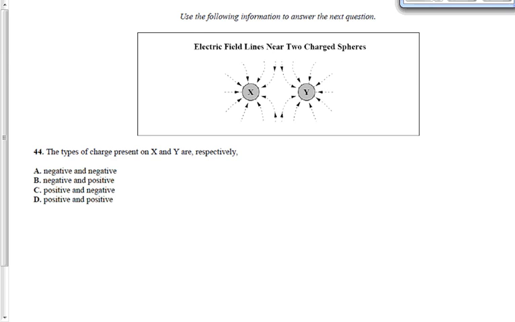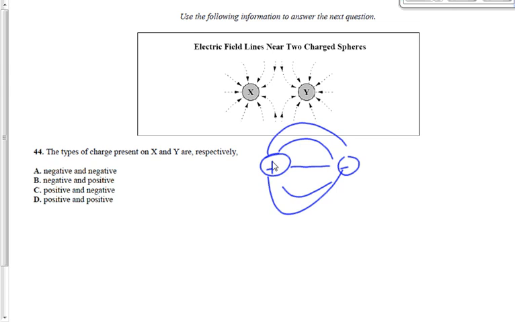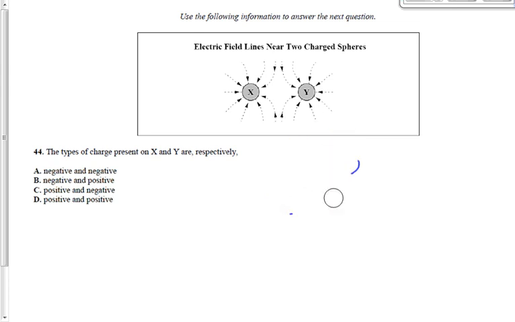All right, guys, take a look at the results here. 96% of you said A, 4% of you said D. Let's hope the answer is A. The types of charge present on X and Y are what? Well, first of all, without even looking at which way the field points, we know that these charges both have to be like charges, either both positive or both negative. We know that because of the shape of the field. If they were opposite charges, then the field lines would join up with each other, whichever way they went. So X and Y have to both be either positive or both be negative.